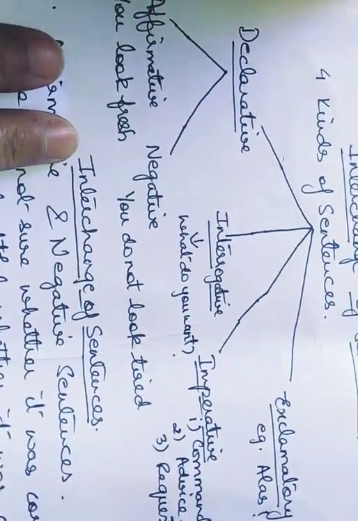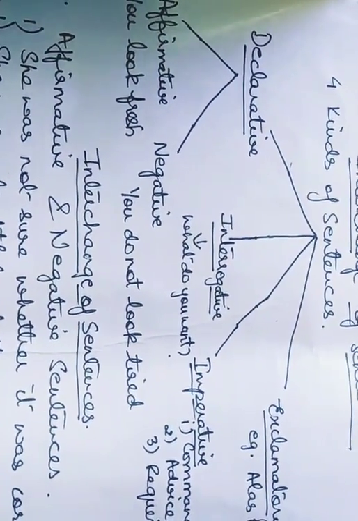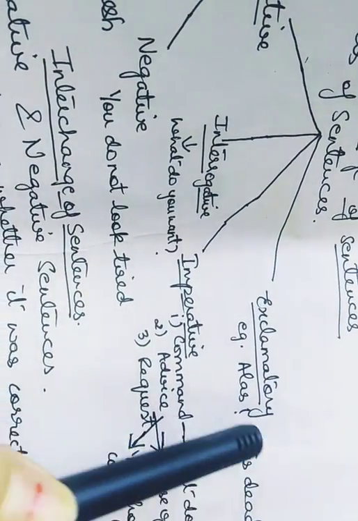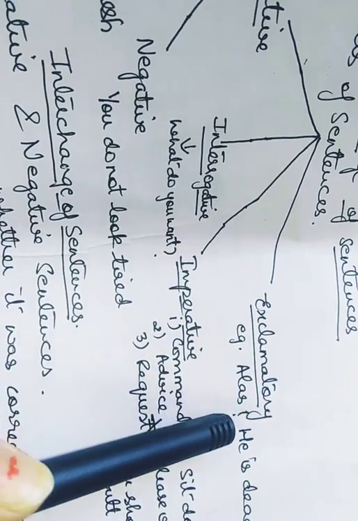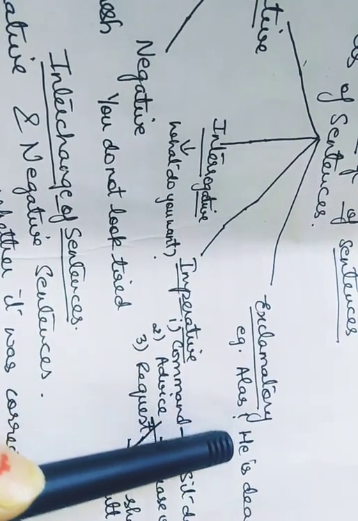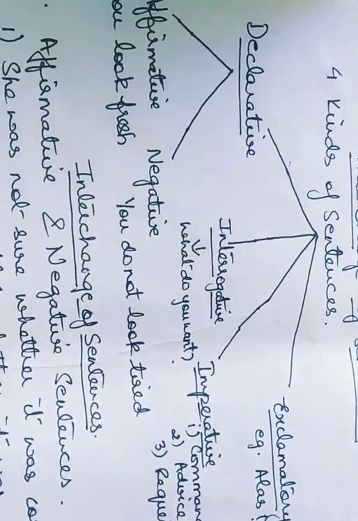Next we have the exclamatory sentence. Now here you can see the example is, alas, he is dead. So there's an exclamation mark, he is dead. That's simple enough.